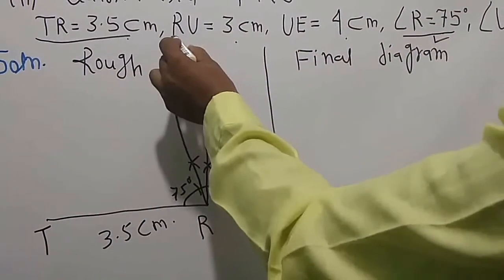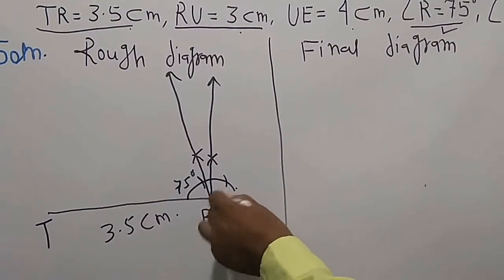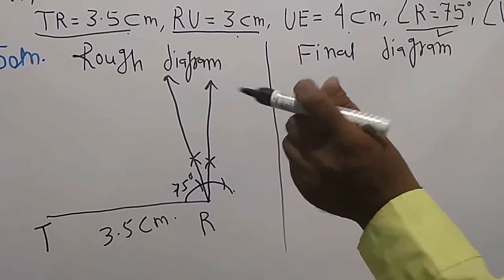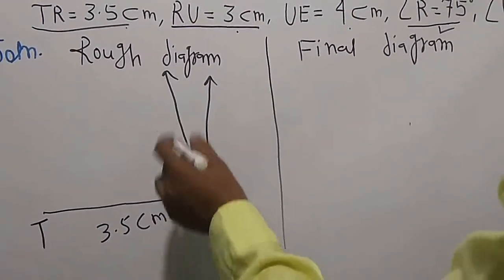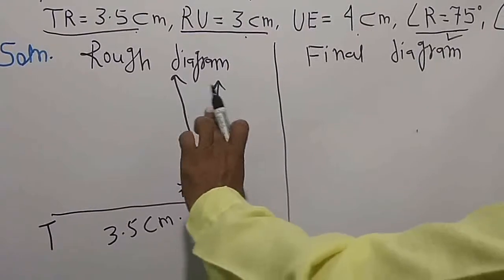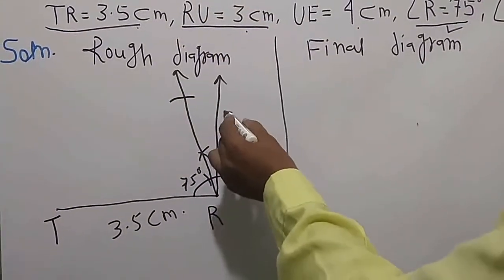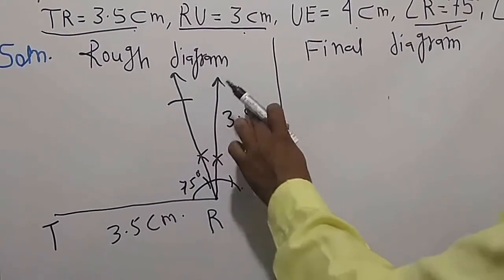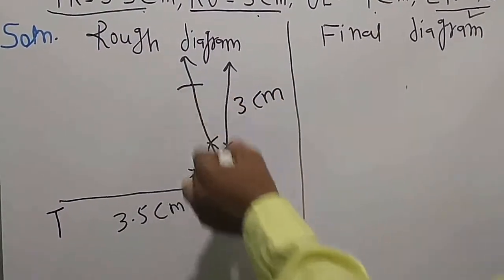This is RU. RU equal to 3 centimeter. From the point R we are going to draw the arc of 3 centimeter. For this we open our rounder 3 centimeter, and we draw one arc. And this is our point U.